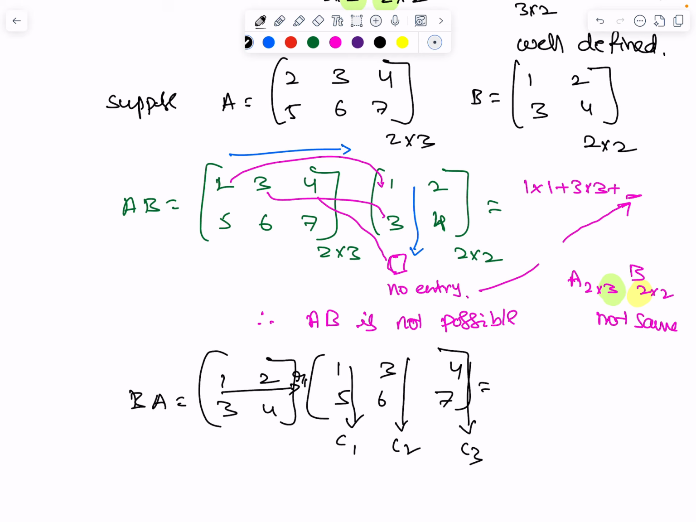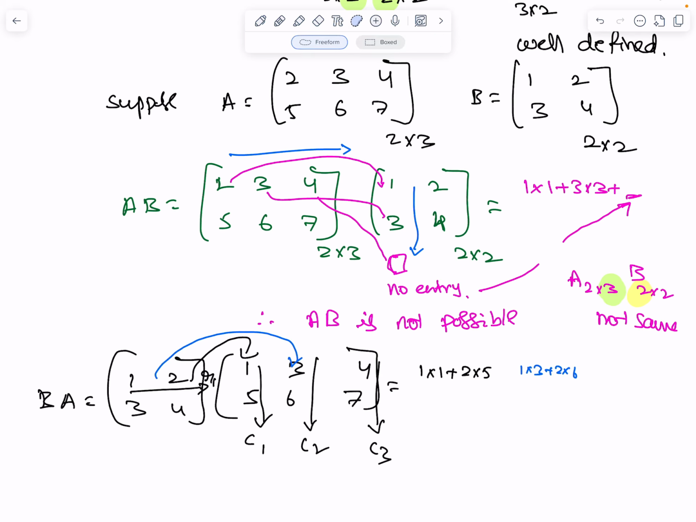This is row 1. This is R1. Now you have to multiply R1 with C1. That is 1 into 1 plus 2 into 5. That is done. Next you are moving to the second, R1 with C2. That is 1 into 3 plus 2 into 6. And the third one is the same R1 with the third column, that is 1 into 4 plus 2 into 7.